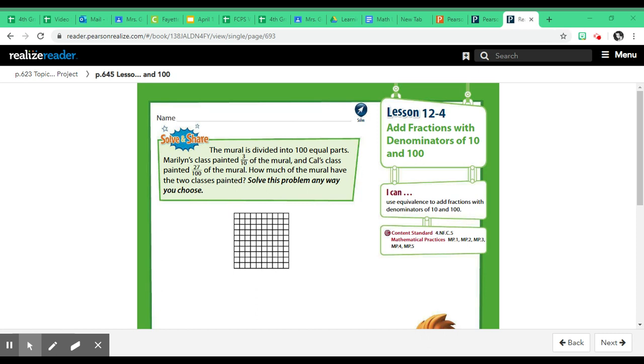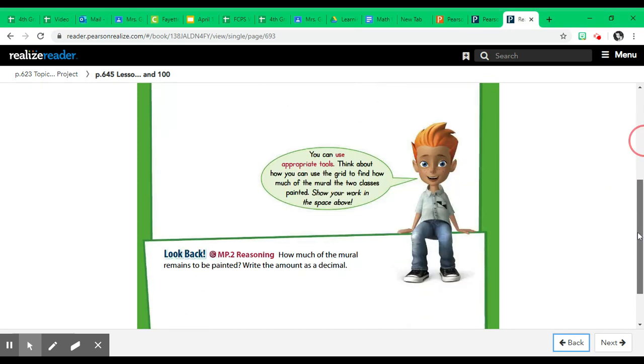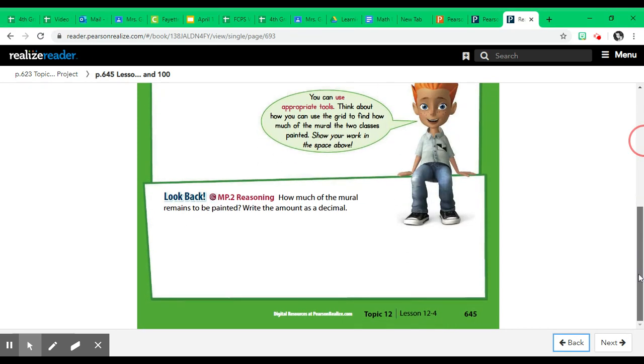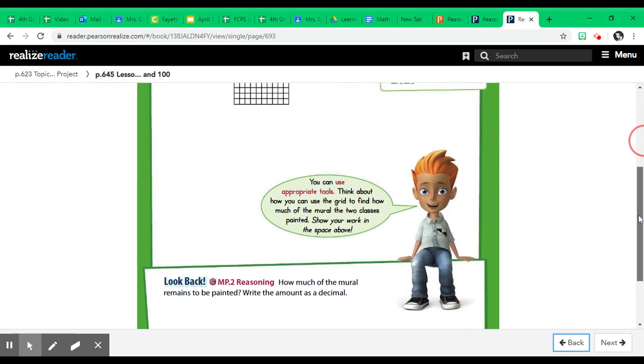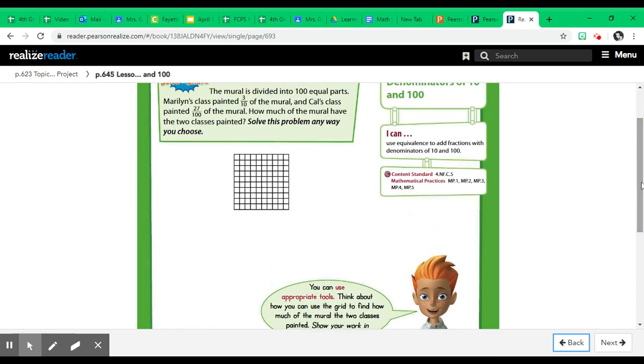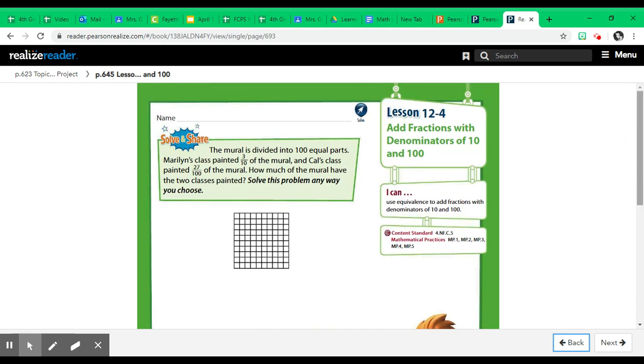Today we're going to be working on lesson 12-4 in math. So I want you to make sure that you are on the page. It's 12-4, page 645. It looks like this. I'm going to give you just a few minutes to find that and make sure you're here with me.